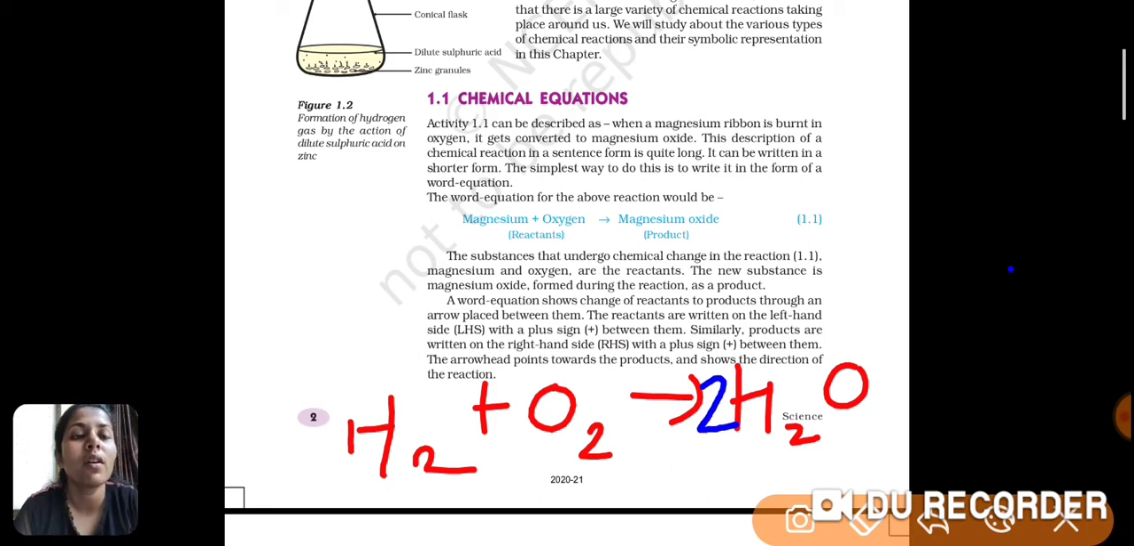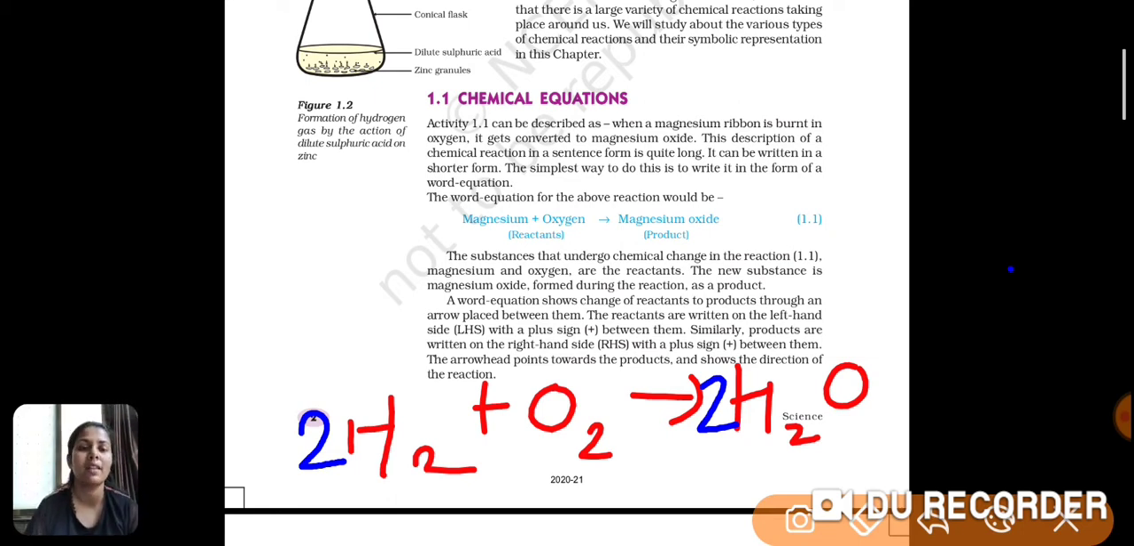Now the problem that occurs is that there are 4 atoms of hydrogen on the product side, 2 into 2, that is 4, but on the reactant side we have only 2 atoms of hydrogen. So we need to multiply the reactant side hydrogen by 2. So 4 atoms of hydrogen on the reactant side and 4 atoms of hydrogen on the product side. On the left hand side, the reactant side, 2 atoms of oxygen, and on the product side also 2 atoms of oxygen.